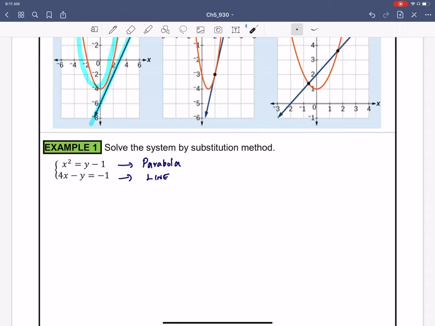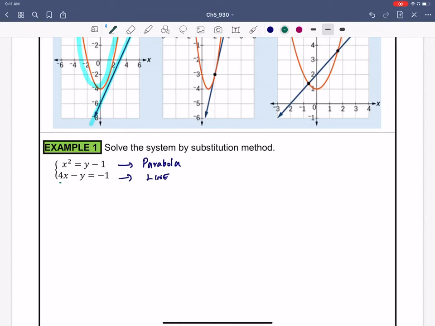Generally, in the substitution method, you solve for one of the variables from one equation, and then plug that back into the nonlinear equation. This equation is nonlinear because I have x squared in it. So in this case, we're going to write one variable in terms of the other using this equation, and then plug it back into the other one. Let's see how I do that.